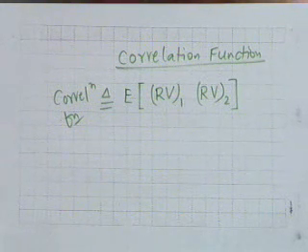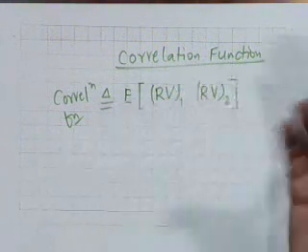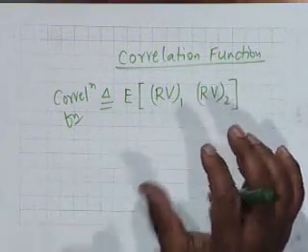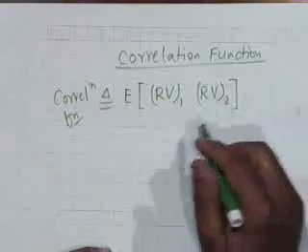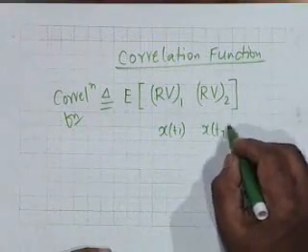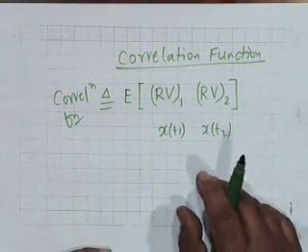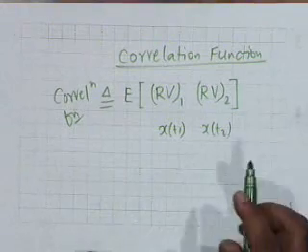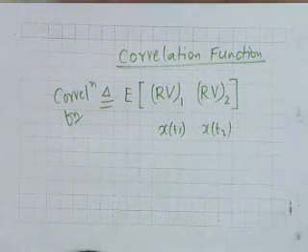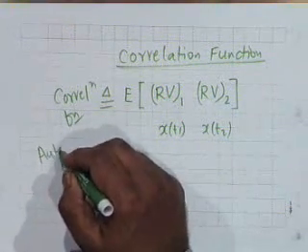Now, the two random variables can come from the same process or can come from different processes. If they come from the same random process, for example, it could be x of t1 and x of t2, from the same random process. We are assuming, of course, that it is a stationary random process. Then the correlation function that we get is called the autocorrelation function.